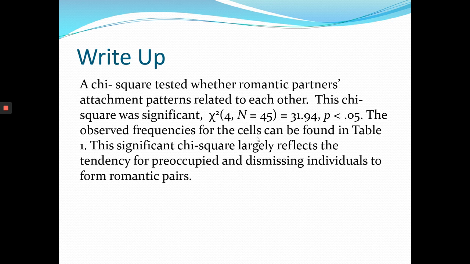And so we can write it up. A chi-square tested whether romantic partners' attachment patterns related to each other. This chi-square was significant. Chi-square, parentheses, 4 degrees of freedom, n equals 45. We had 45 couples, and in our chi-square that we calculated, 31.94, it was a rejection of H0. So it's p less than 0.05. It's significant. And then I wrote a pretty simple thing here.